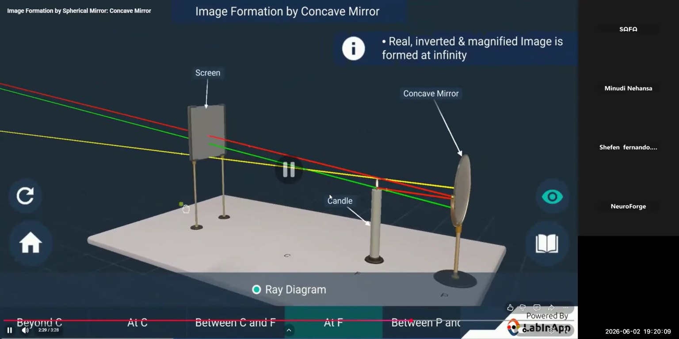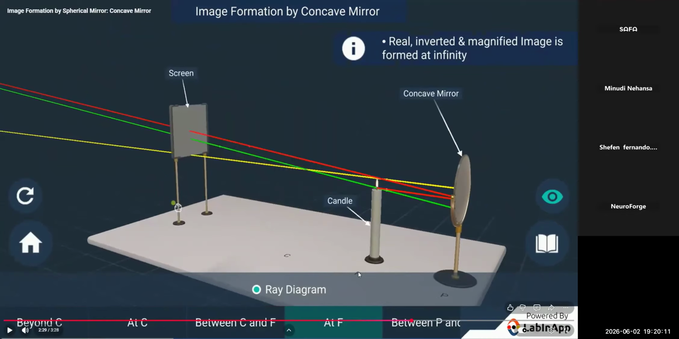When the candle is placed on the focal point, the image is formed at infinity. So we have to keep the screen at infinity to see the image of the candle. That's what she has to explain here. Based on this ray diagram, you can see the image is formed at infinity. We can't see the image if the object is on the focal point.